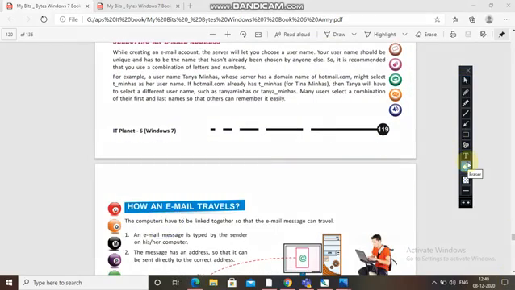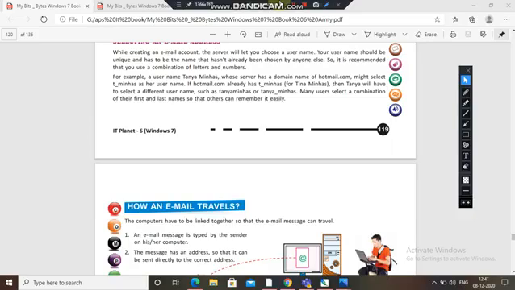Selecting an email address. While creating an email account, the server will let you choose a username. The username should be unique, a name that has not already been chosen by anyone else. If two people had the same email ID, it would cause confusion, so it should not be the same. It is recommended that you use a combination of both letters and numbers. For a username like Tanya Minas, you have seen the example T_Minas, so I don't have to explain much.